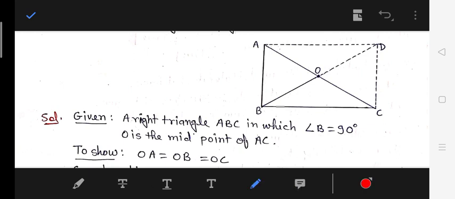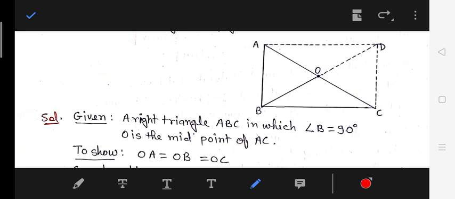It is given that ABC is a right triangle in which angle B is 90 degrees. Here you can find angle B is 90 degree. It is given that O is the midpoint of AC. Then you need to prove that O is equidistant from A, B and C.